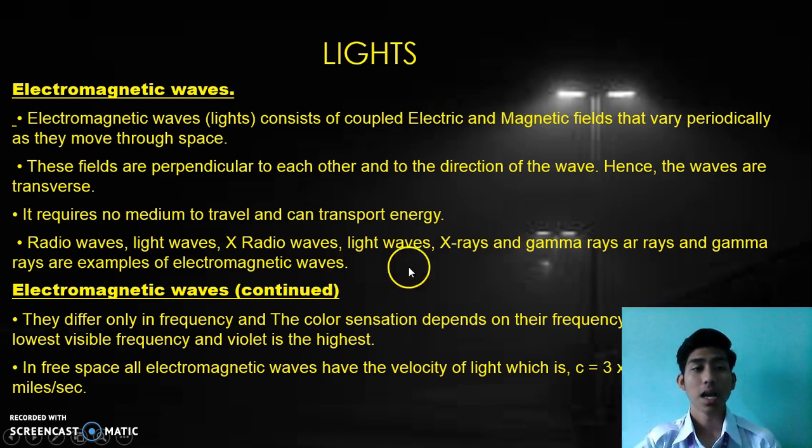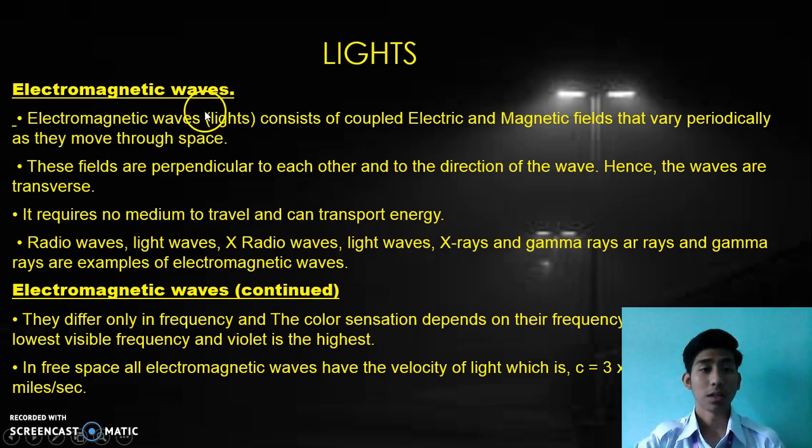Light. Electromagnetic wave. Light consists of coupled electric and magnetic fields that vary periodically as they move through space. These fields are perpendicular to each other and to the direction of the wave. Hence, the waves are transverse. It requires no medium to travel and can transport energy. Radio waves, light waves, X-rays, and gamma rays are examples of electromagnetic waves.